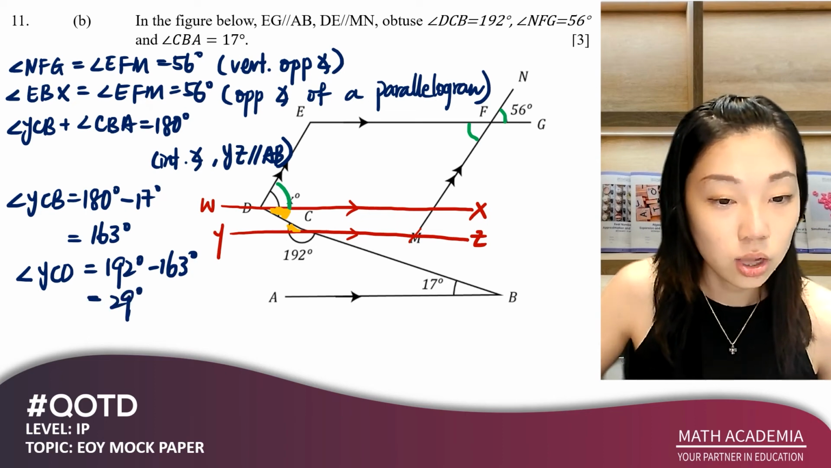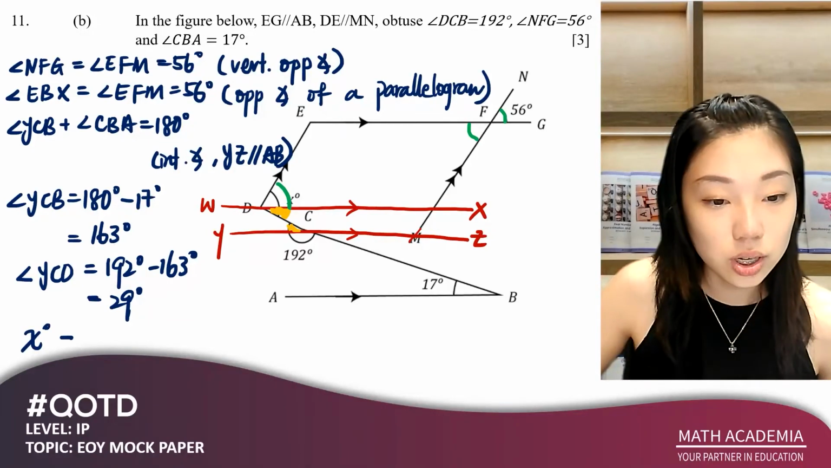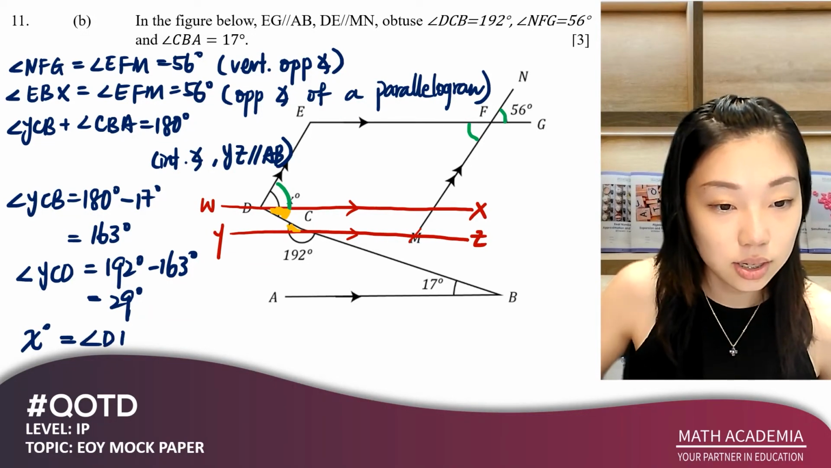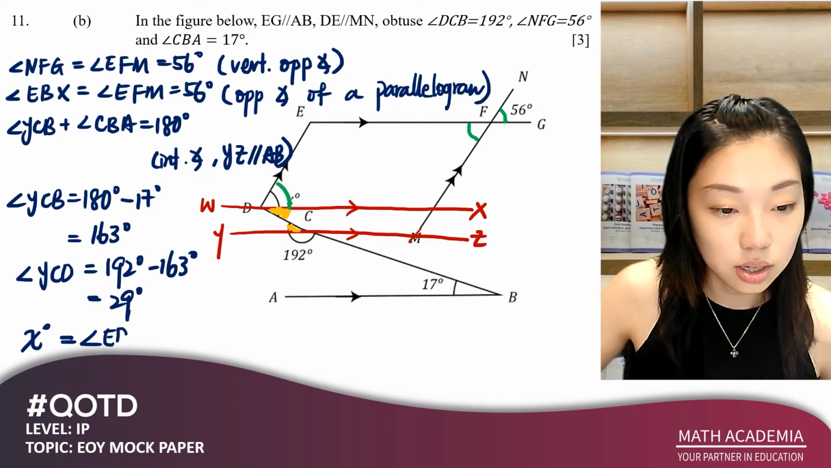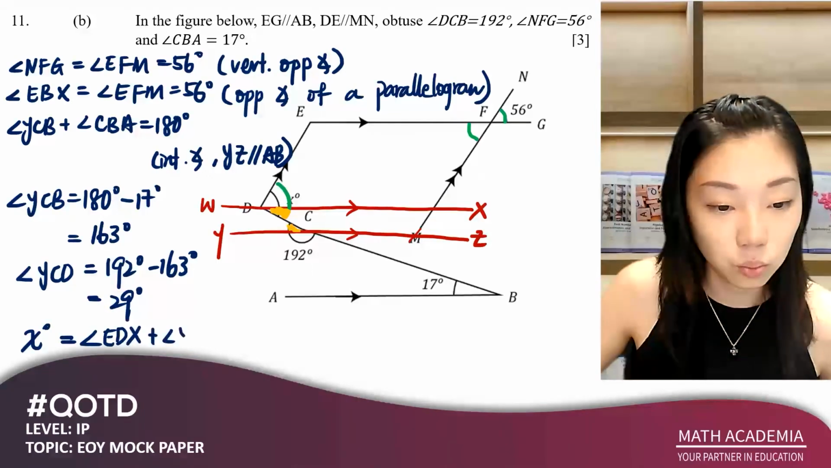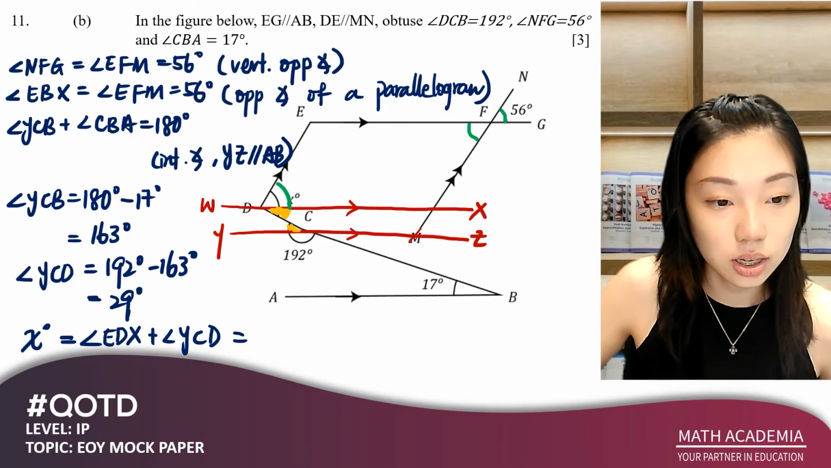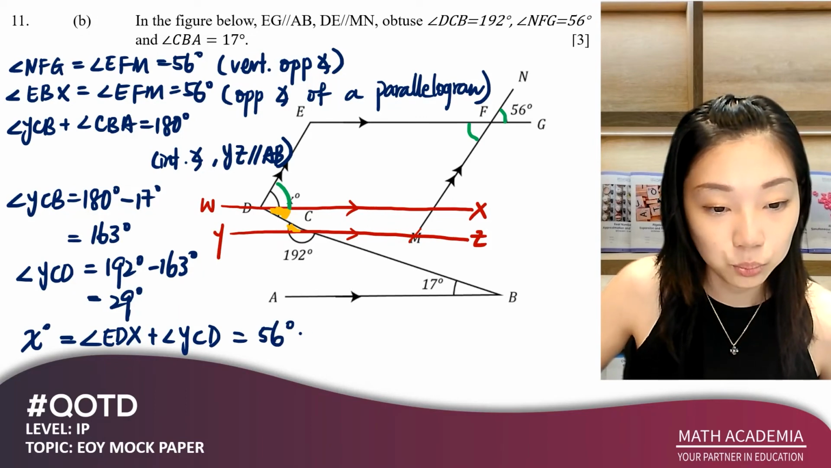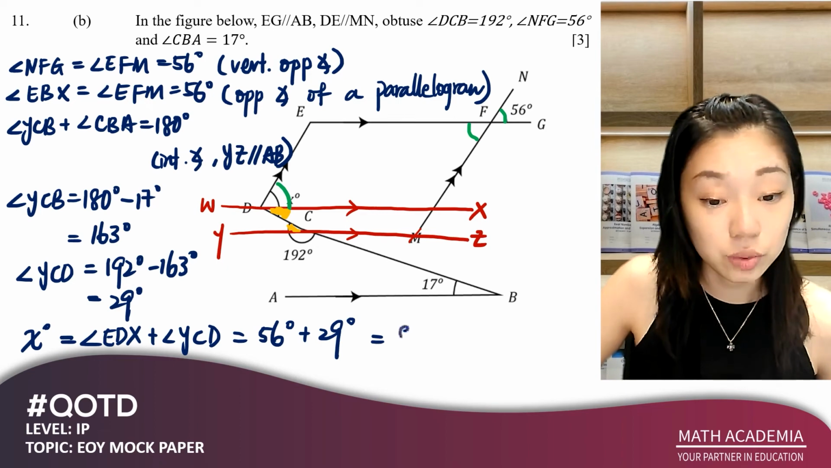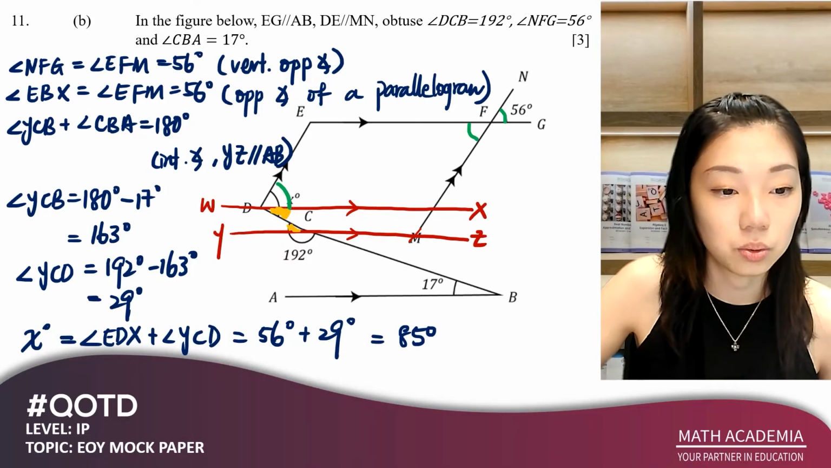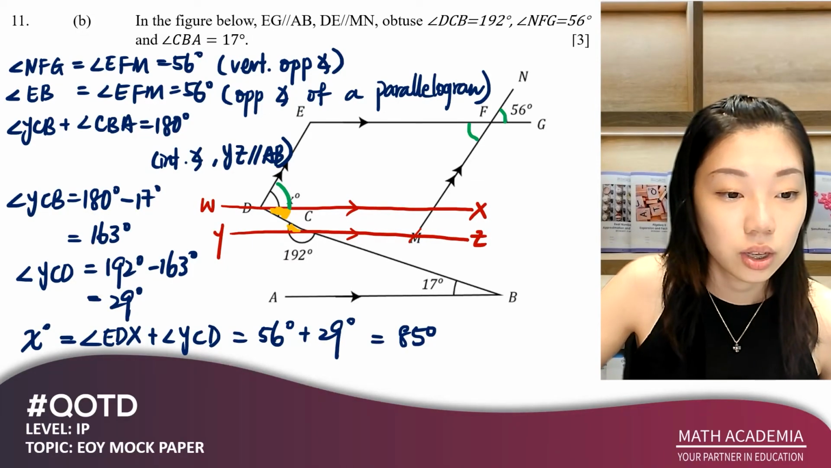So therefore, angle X, which is made up of angle EDX plus angle YCD, equals 56 plus 29, which gives me 85 degrees. So therefore X would be 85 degrees.